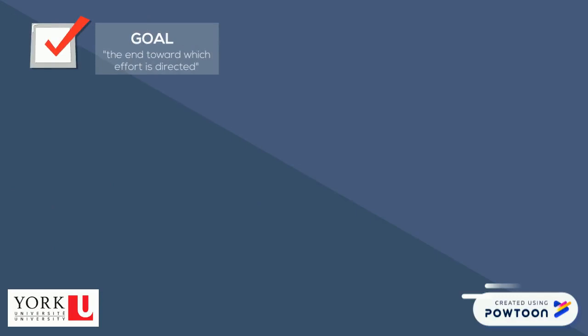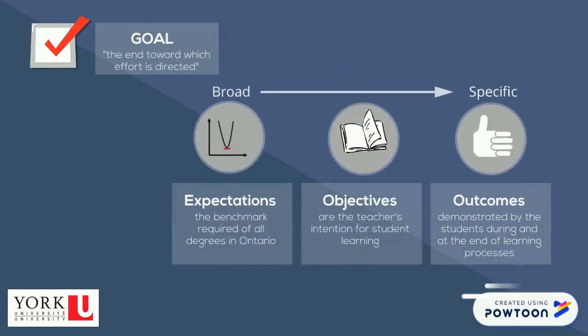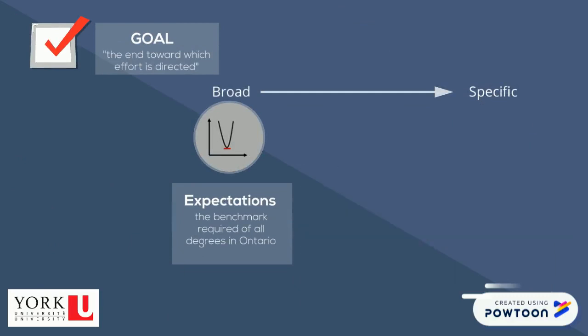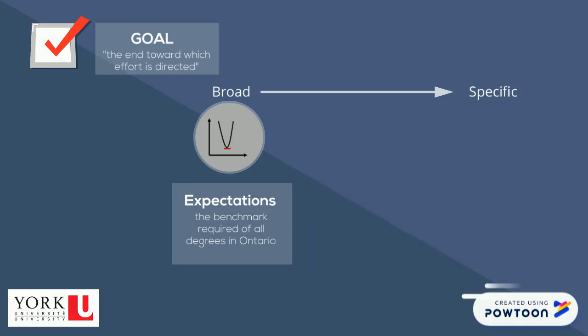The terms we differentiate are expectations, objectives, and outcomes. One of the key differences is the level of specificity. Expectations, in the context of curriculum, are the benchmark for all degrees in Ontario, which have 6 broad domains. You may know them as OODLs for undergraduate degrees and GOODLs for graduate degrees.